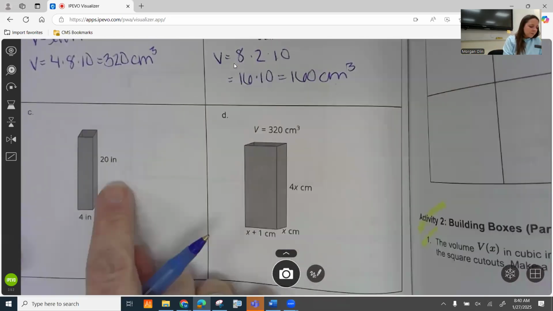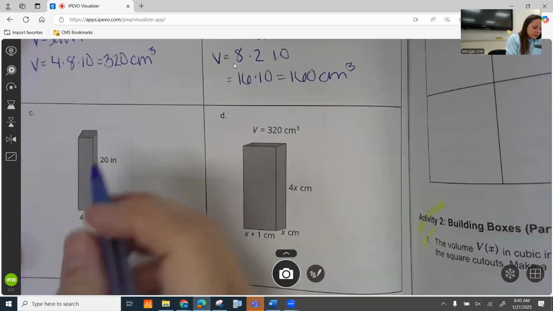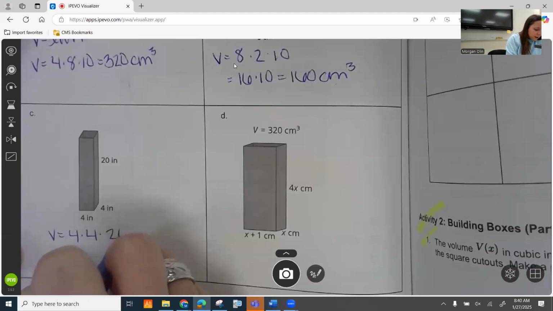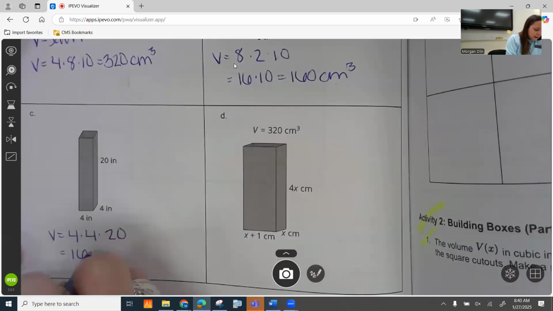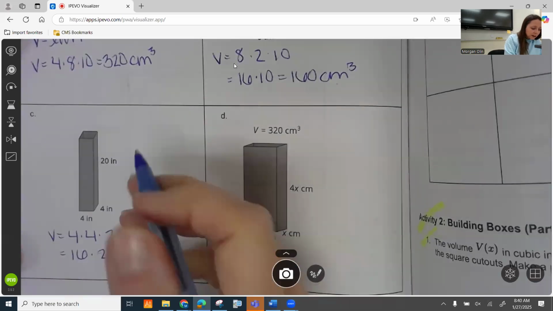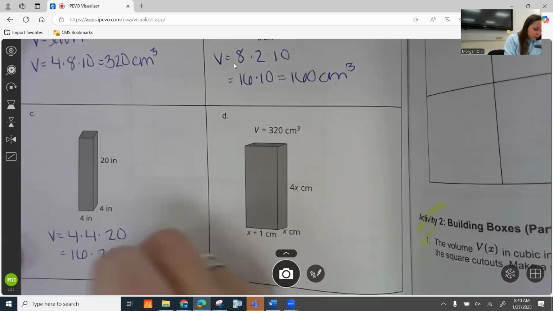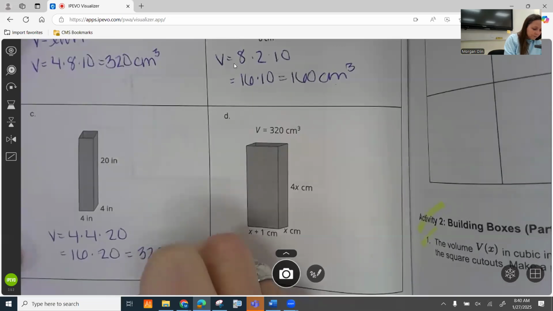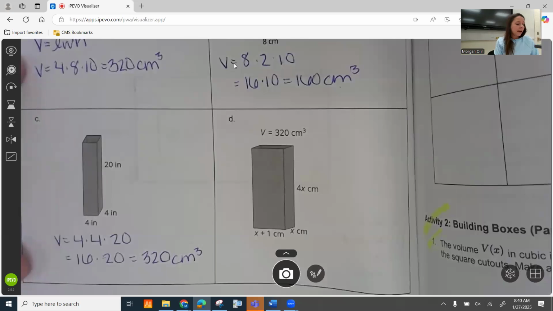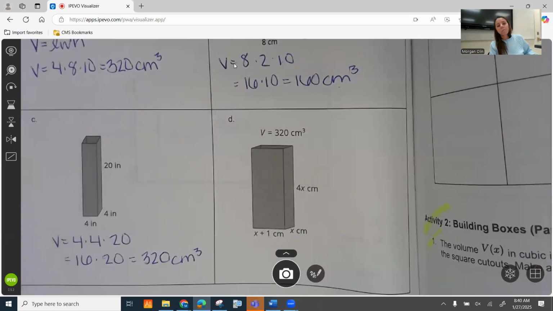This one's a little bit different picture, but again, they give us all the dimensions of the sides. So the volume is 4 times 4 times 20. 4 times 4 is 16 times 20. Now, if you're doing this in your head, think 16 times 2 is 32, but then I have that 0, so I just add a 0 on the end. If you actually look at C and A, they actually have the same volume.